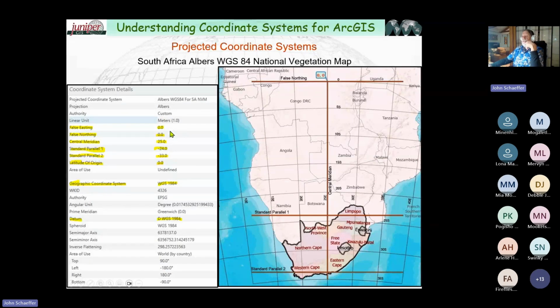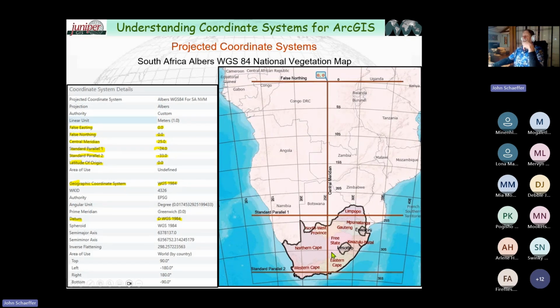False easting, false northing are 0, 0. You're basically at the equator here. The coordinate systems I'm used to working with probably would have put the 0 down here, but this is working. False easting means basically right here in the center.